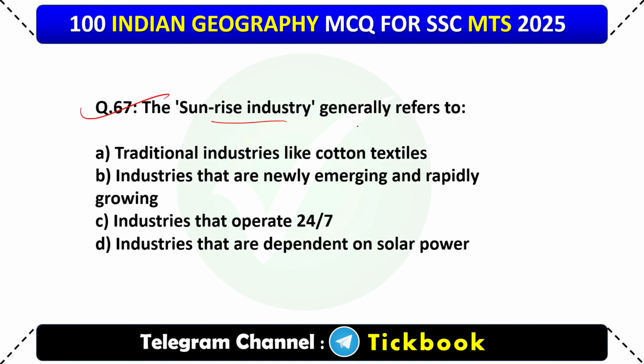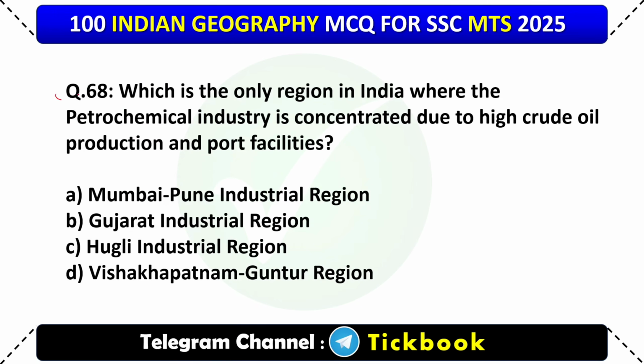67. The sunrise industry generally refers to. Option number B, industries that are newly emerging and rapidly growing. 68. Which is the only region in India where the petrochemical industry is concentrated due to high crude oil production and port facilities?